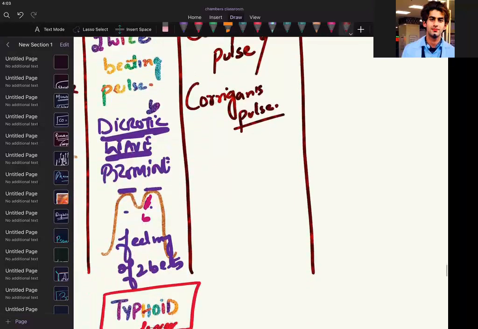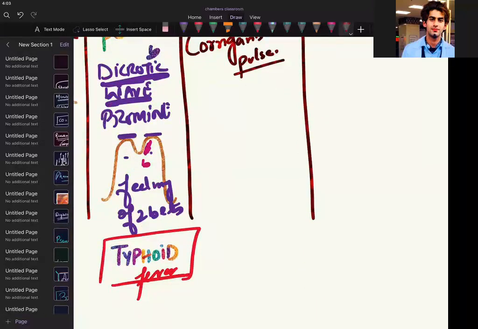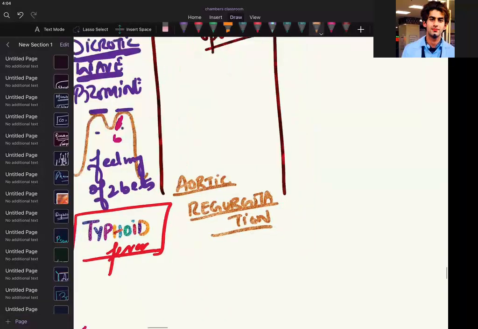Which condition will you see this? Aortic regurgitation. Please write aortic regurgitation. Okay. Now I will tell you what is happening.